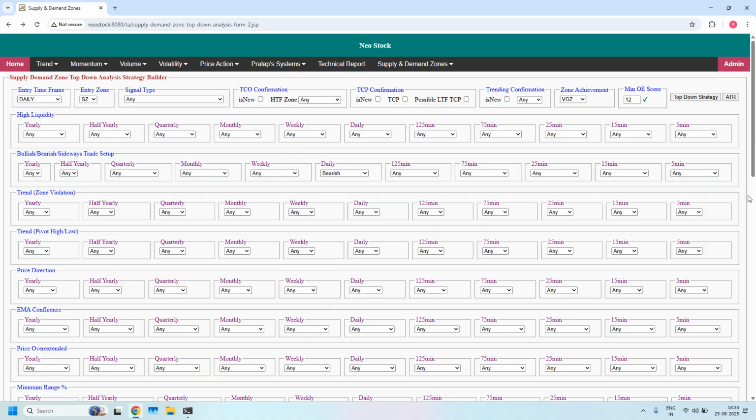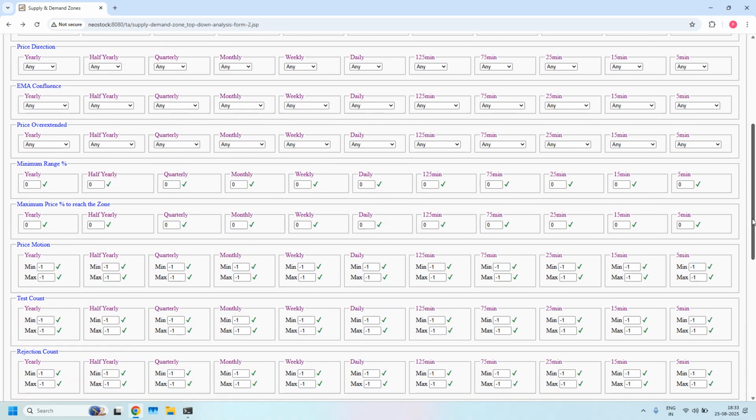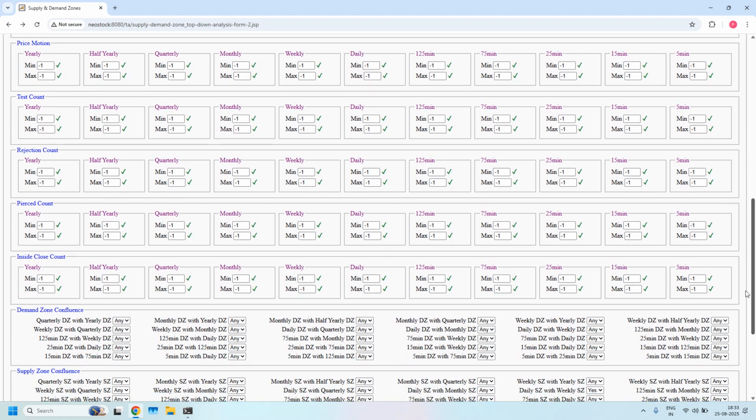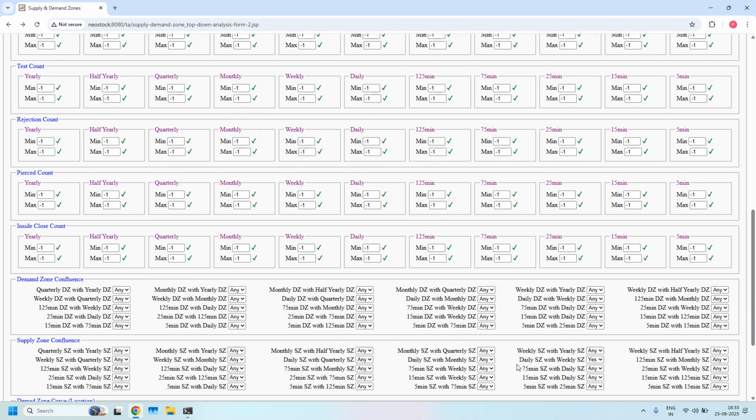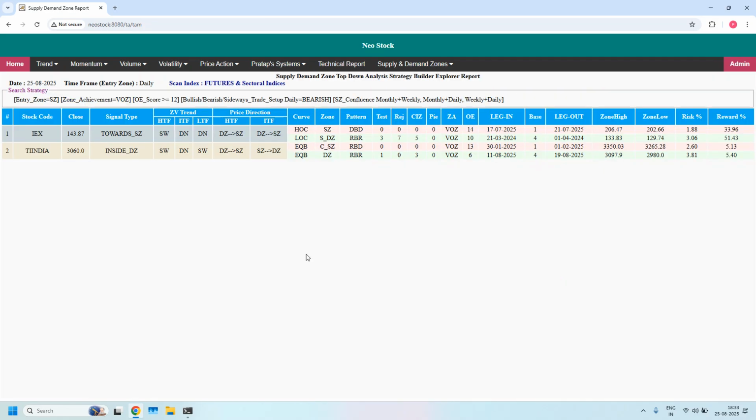Removing EMA filter. In the supply zone confluence, 3 filters we have to set. First one, daily and weekly supply zone confluence, already enabled. Next, daily and monthly supply zone confluence, weekly and monthly supply zone confluence. With all the 3 filters, we got 2 stocks. Both these stocks, these daily supply zones are overlapped with the weekly supply zone. Both together again overlapped with monthly supply zone.